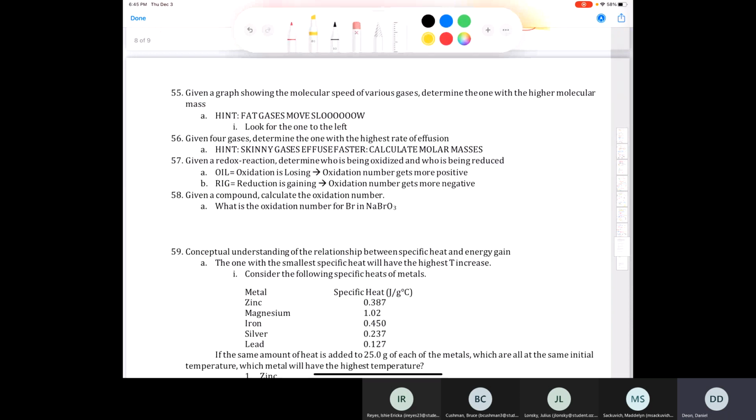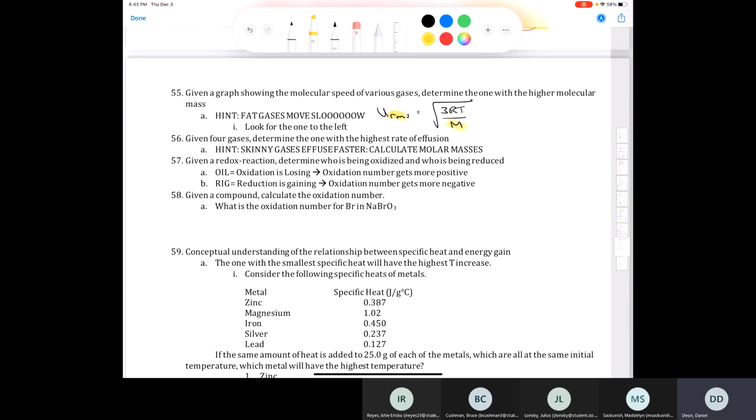Number 55. Given a graph showing the molecular speed of various gases, determine the one with the higher molar mass. It says hint. Fat gases move slow. So the gases that are the heaviest move the slowest. Right? You probably remember the formula that root mean square speed is equal to the square root of 3RT over M. So what does that tell you? That the speed is inversely proportional to molar mass. So the heavier the molecule is, or the heavier the gas is, the slower it's going to move, whether it's a molecule or an atom.